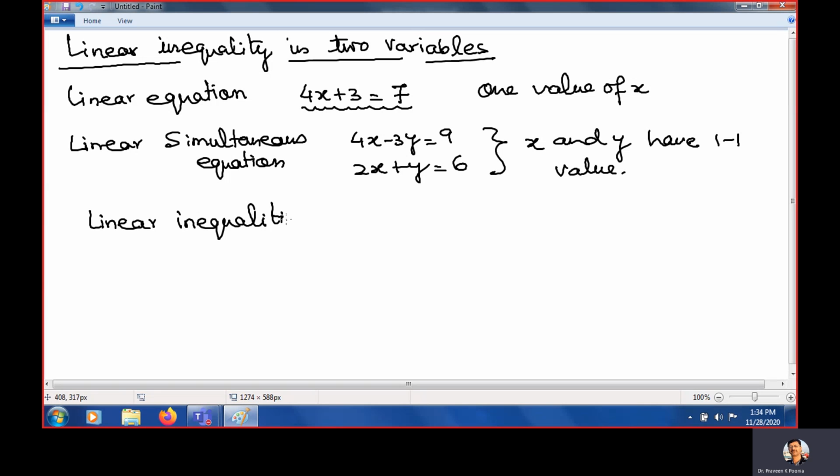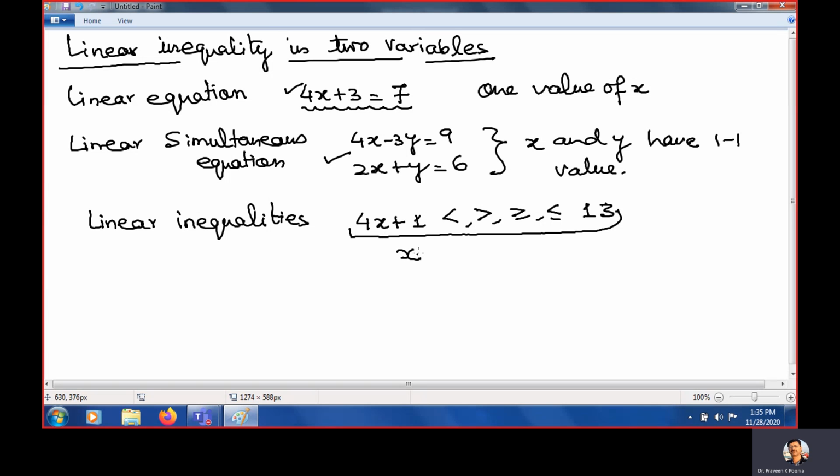Linear inequalities. Okay, what was the linear inequality? Like 4x plus 1 is equal to, not equal to, there were four symbols: less than, greater than, greater than or equal, or less than or equal, some number, let us say 13. Clear? So if you remember, in an equation we have only one solution, but here there are many solutions.